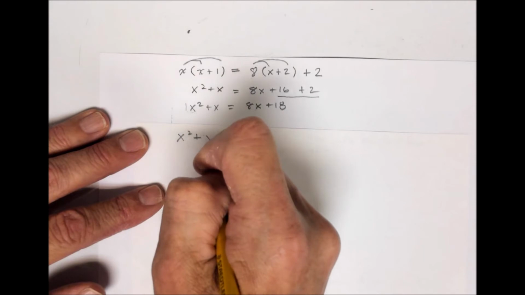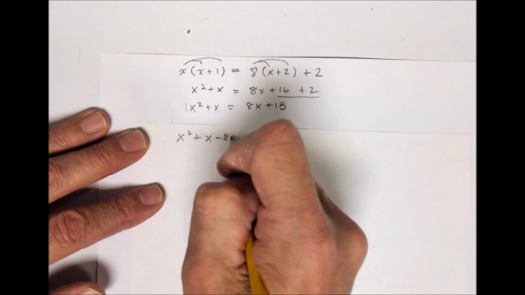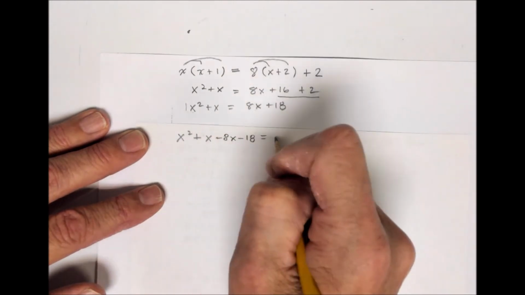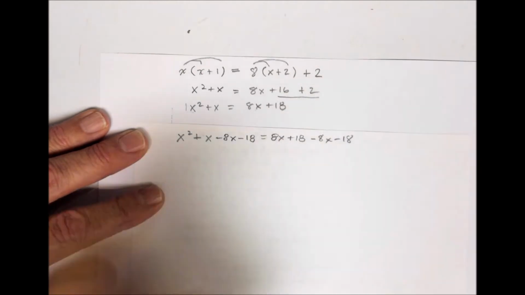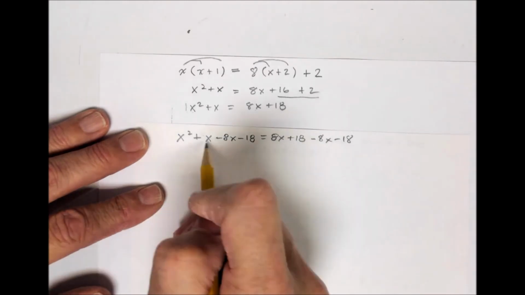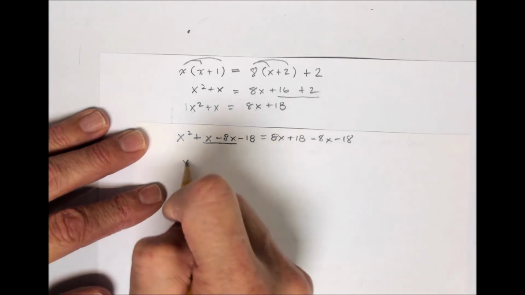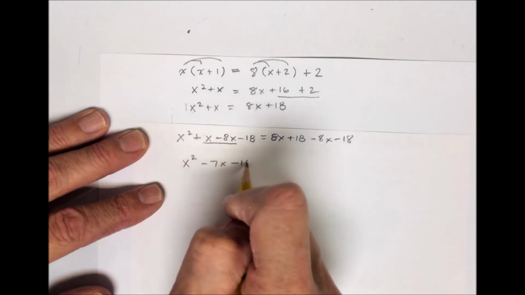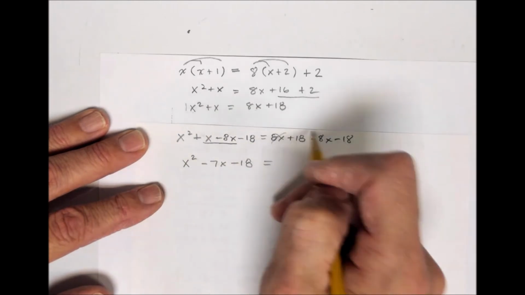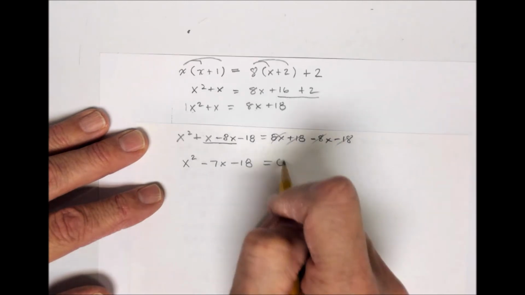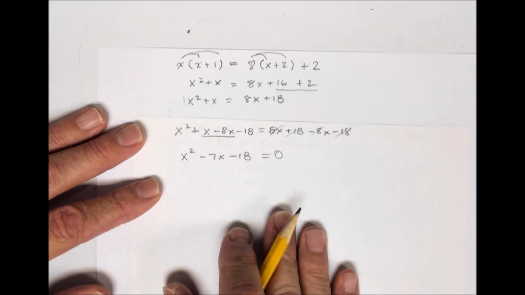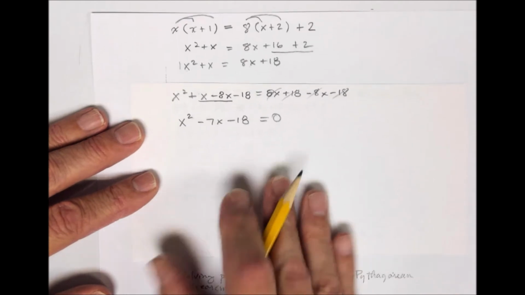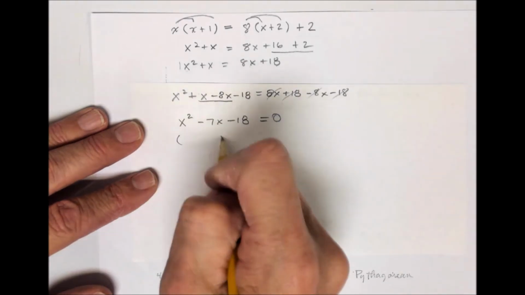So here's the left side. I'm going to subtract 8x and 18. And on the right side, I'm going to subtract 8x and 18. So minus 8x minus 18. On the left side, I have like terms here. I get x squared minus 7x minus 18. On the right side, everything cancels, which is what I had intended, and I get 0, and I have it in standard form. So now it's just a matter of seeing if I can factor this to finish solving the equation. Let me move this up just a little bit there. So I'm going to break it down with an x and an x.